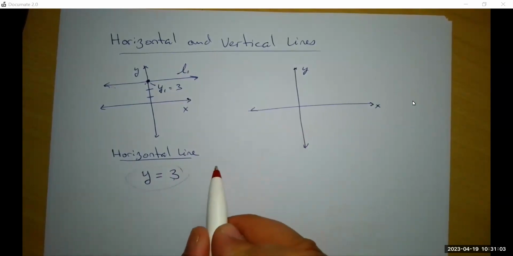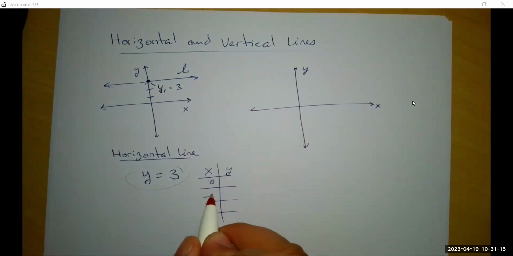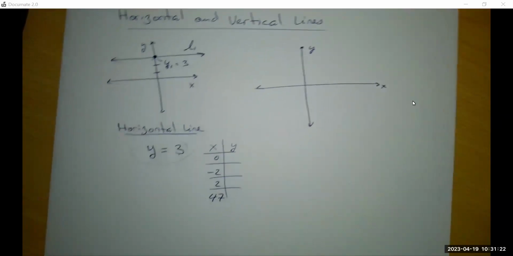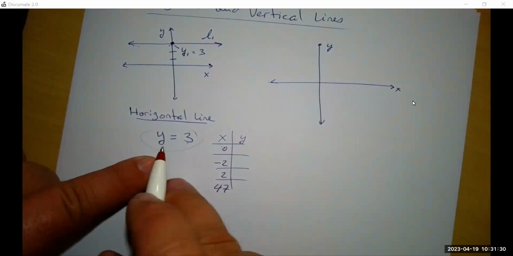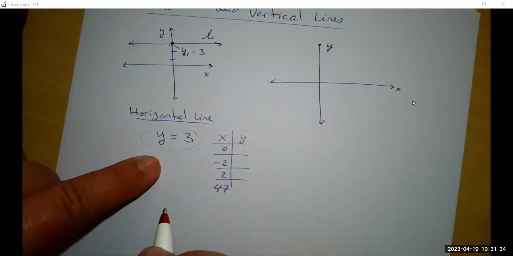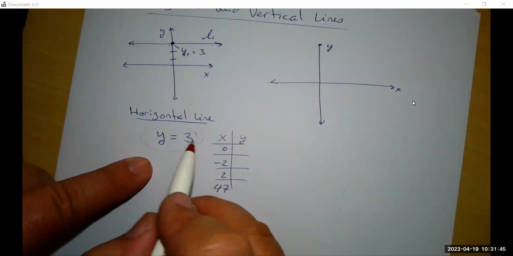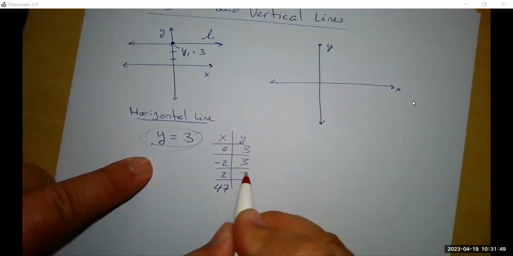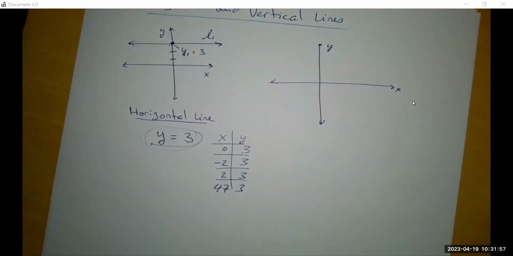If this is your equation, let's look at a table. Give me any value of x. Okay, negative 2, positive 2, and 47. If I put x being 0 in this equation, what does y become? What is y? Is there an x there? There's no place to put anything. So y is always 3, because there's no place to put an x in there. It's just y equals 3. So it's a horizontal line going through 3 on the y-axis.